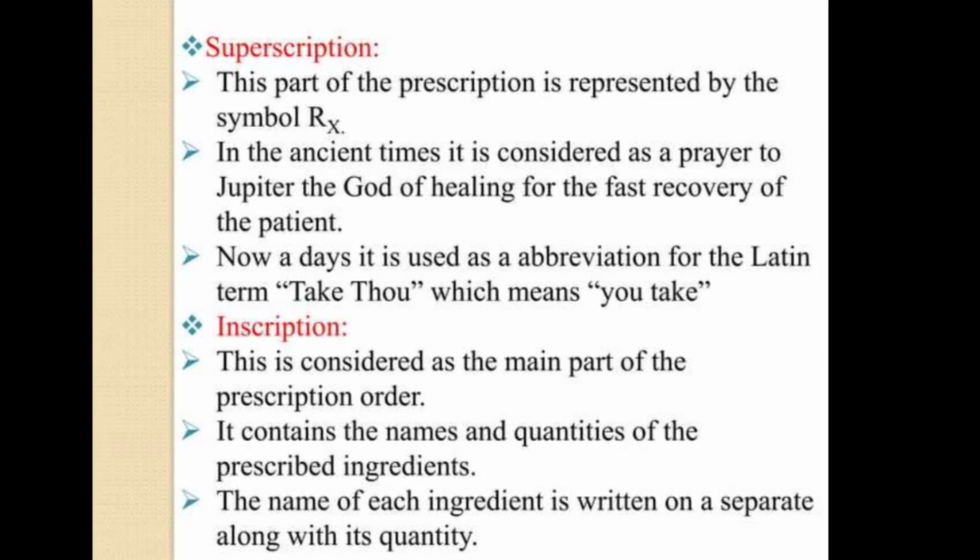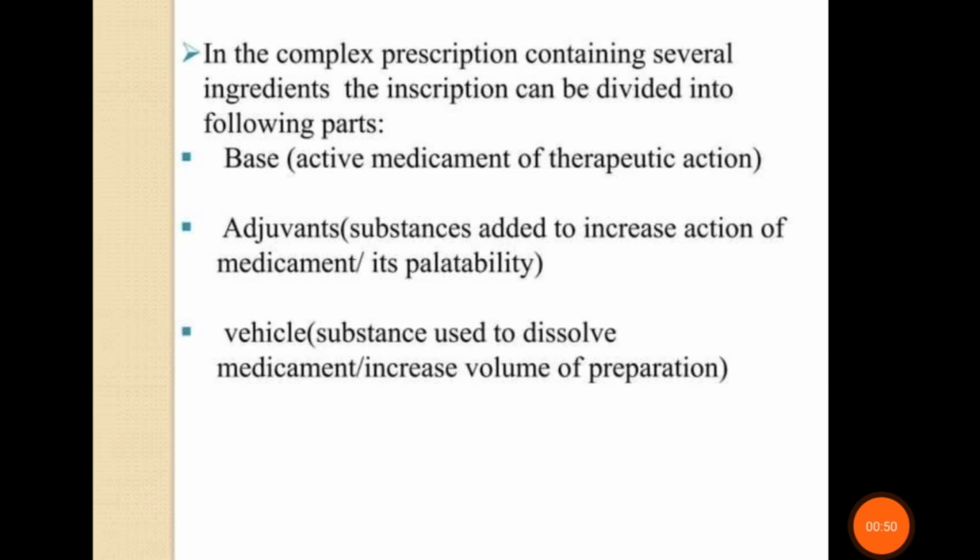Inscription. This is considered the main part of the prescription order, and it contains the name and the quantity of the prescribed ingredients. The name of each ingredient is written on a separate line along with its quantity. In a complex prescription containing several ingredients, the inscription can be divided into the following parts: base, the active medicament of therapeutic action; adjuvants, substances added to increase the action of the medicament or its palatability; and vehicle, the substance used to dissolve the medicament and increase the volume of the preparation.